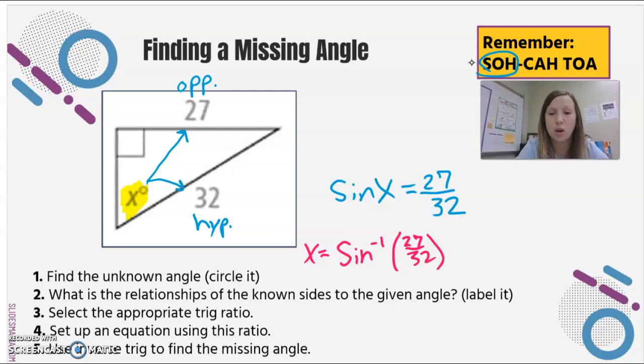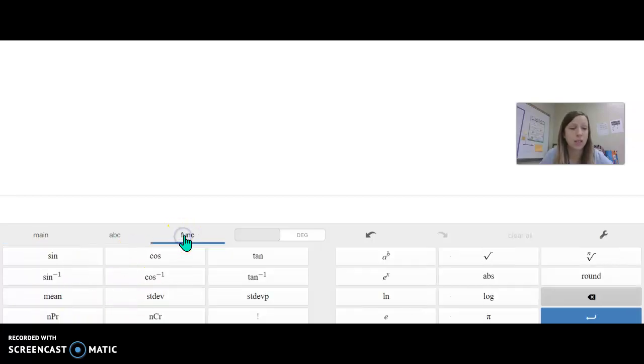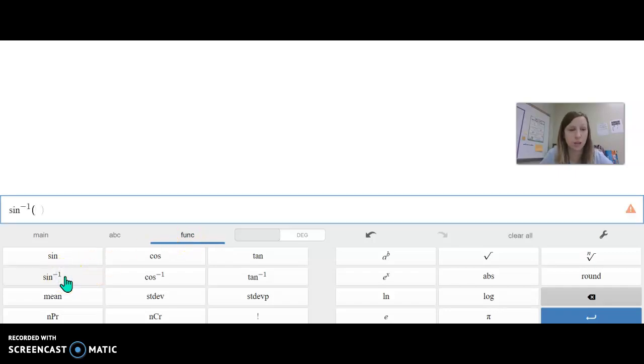Okay, so let's use Desmos Scientific Calculator to actually find out what the inverse sine of 27 over 32 is, and that will tell us our angle. All right, guys, so we're going to type in what we just put on there, which was inverse sine. So what we need to do on the Desmos calculator, let's look. You'll notice that the Desmos calculator has sine, cosine, and tangent. So where can I find the inverses? Go to right here where it says function. Okay, so I'm going to type inverse sine.